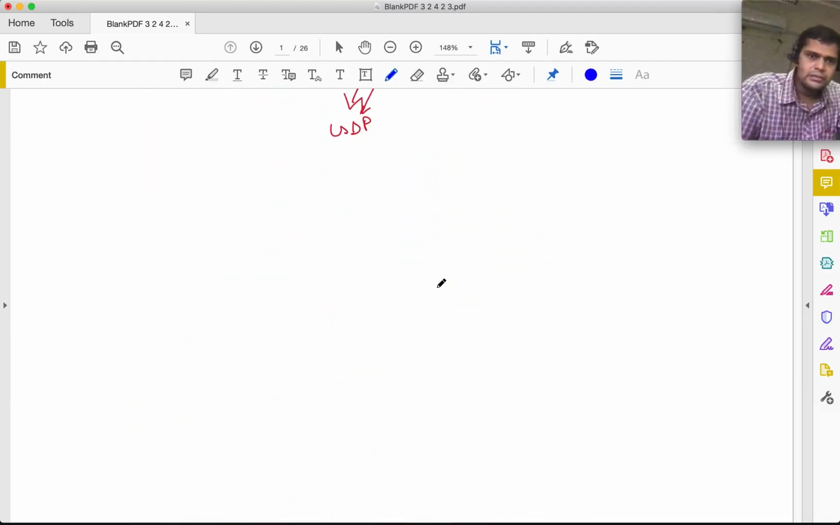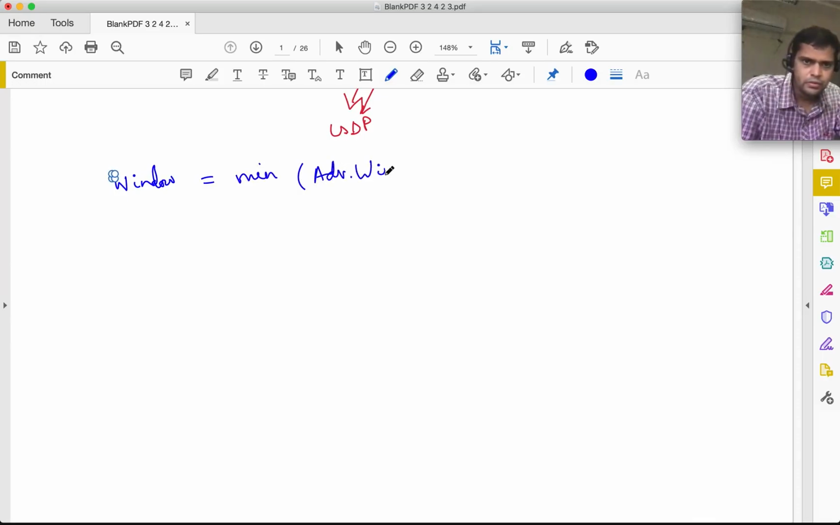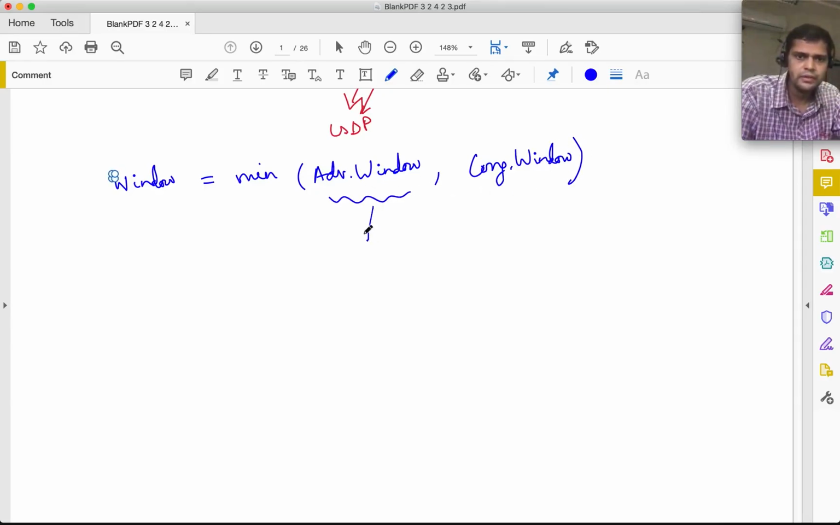We said that TCP uses something called a window. Just recall this: the window is the minimum of the advertised window, which is for flow control, and the congestion window. This advertised window takes care of the flow control, and this takes care of the congestion control.